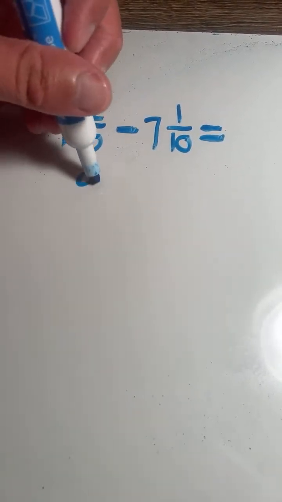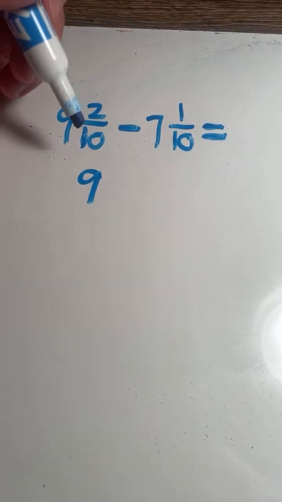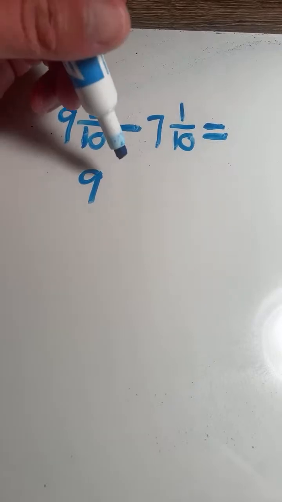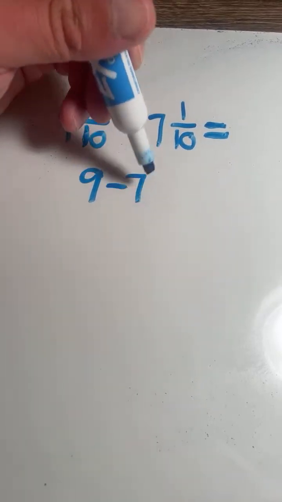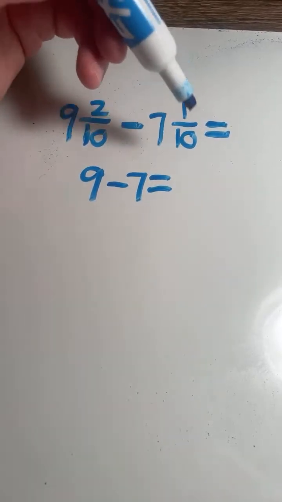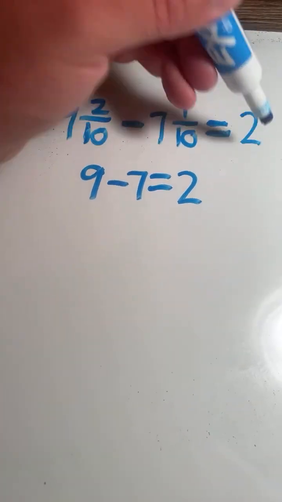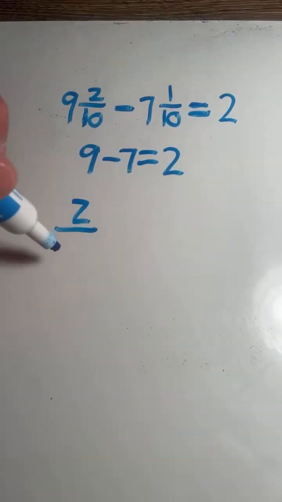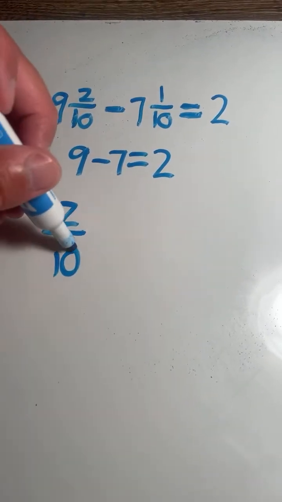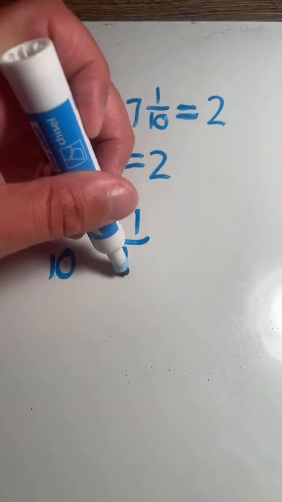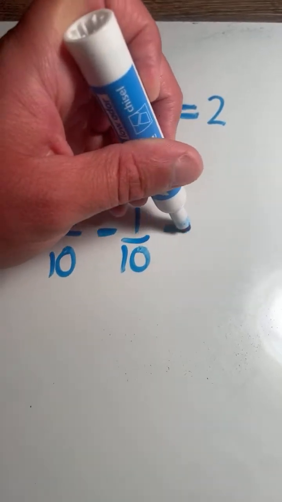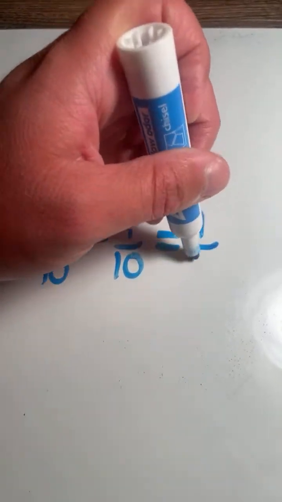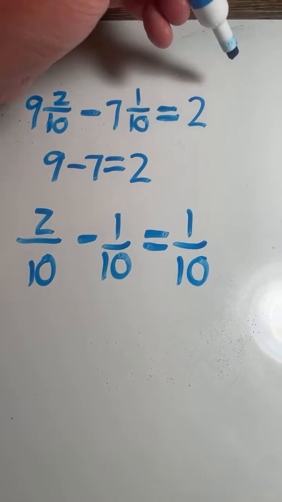So step one, we subtract. Nine minus 7 equals 2. So 2 is our whole number. 2/10 minus 1/10 equals 1/10. So 1/10 is our fraction.